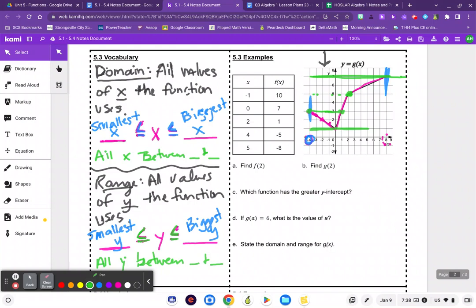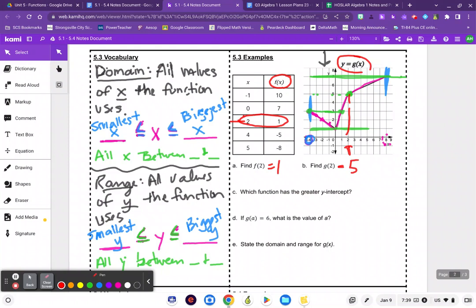All right, so I want to go through and answer some of these questions over here. F of 2. So f and g are two different functions. My table is the f function and my graph is the g function. So f of 2 is an input. And so when the input is 2, the output is 1. G of 2 is an input or an x value. And so when g is 2, the y value that goes with it is 5. So that's review of what we've been doing.